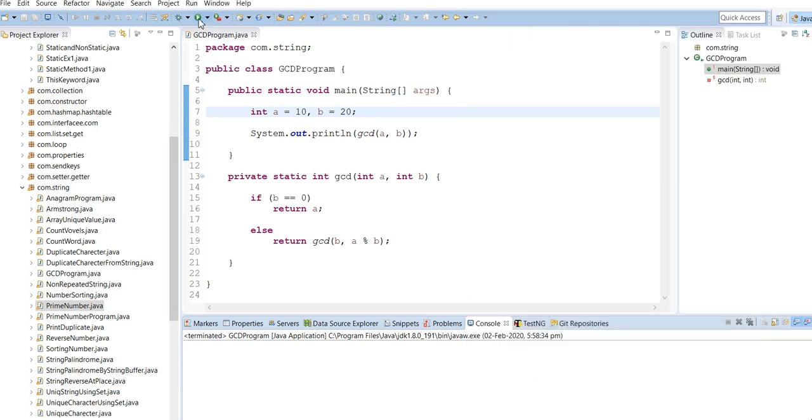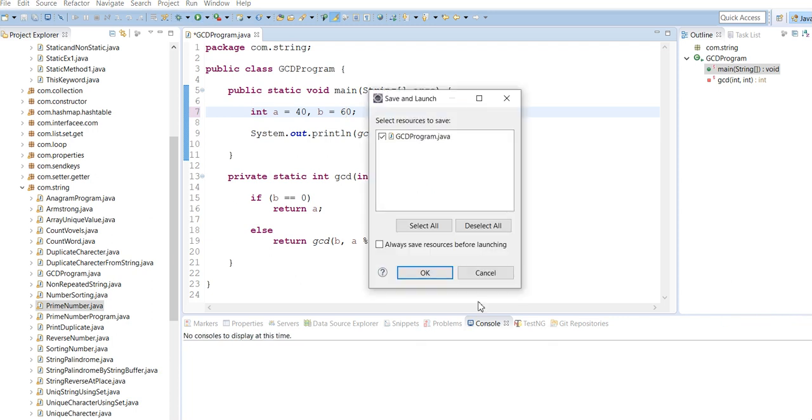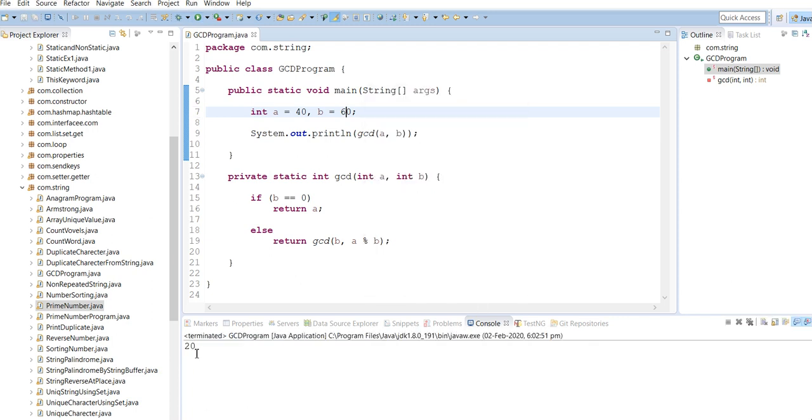Please take a look. 10 is there, right? Now I'm going to change it to 40 and 60. In this case, 20 will be the greatest divisor. We got 20: 20 divides 40 and 20 divides 60.